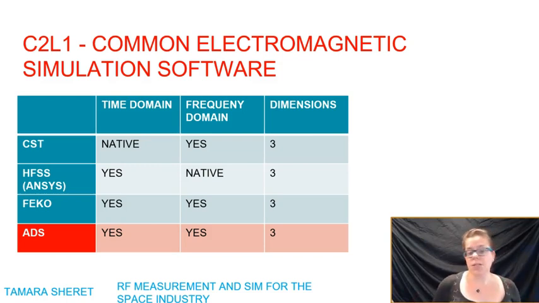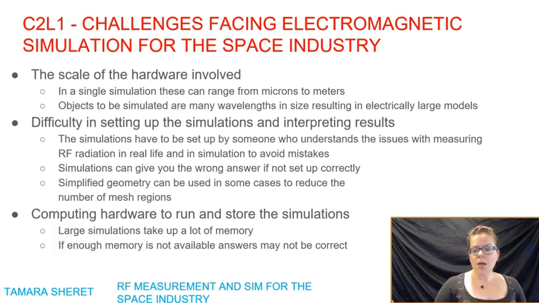So CST originally was native in the time domain. They've developed to the frequency domain. HFSS was originally native in the frequency domain, and they've developed a time domain. FICO actually is kind of native in both because it's pulled together a lot of different packages. ADS, if you're looking at circuit simulators, you'll be using ADS. You wouldn't use a native 3D simulator. ADS now does 3D, but it did used to be 2D. And there's all sorts of tools breaking onto the market, so it's something that you need to keep an eye on.